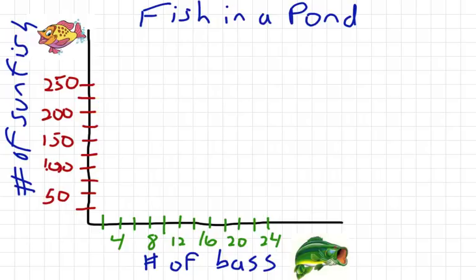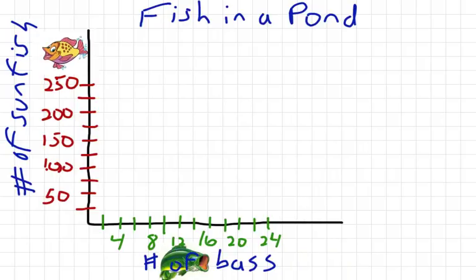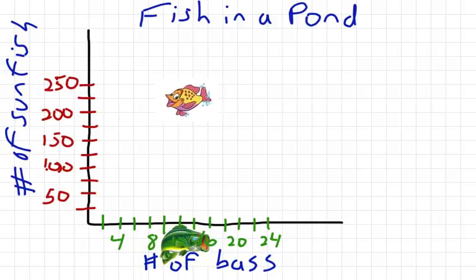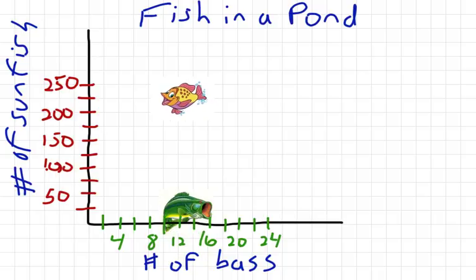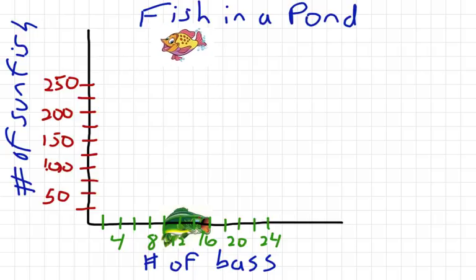Alright, let's start charting them. So 2006 we had, and I'm ignoring the years, I'm just looking at the first year to help me graph. I have 12 bass, so when I have 12 bass, I have 225 sunfish. So that's going to be right about there where those two meet up. So that's where I'm going to put my dot. So 225 is halfway between 200 and 250, and that's where the 12 bass is. So that one ordered pair represents those two.